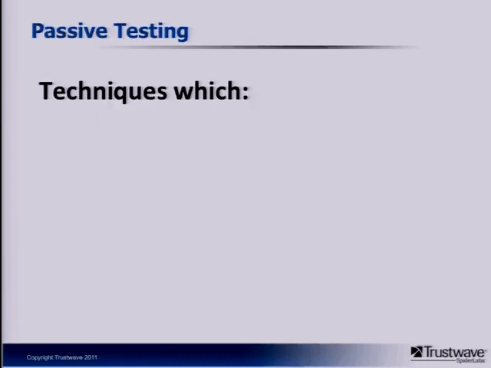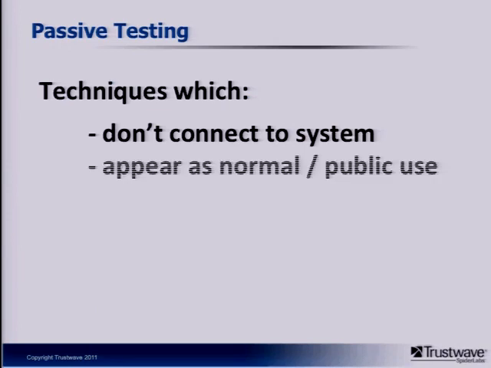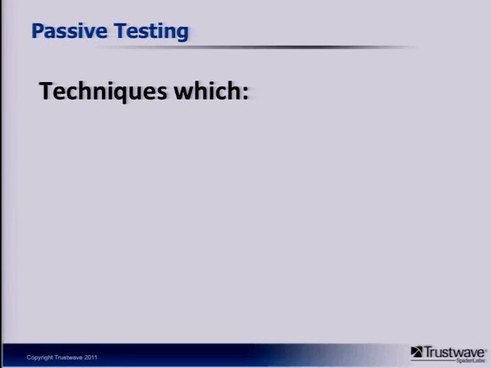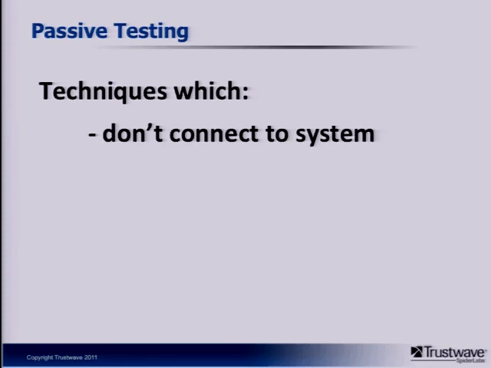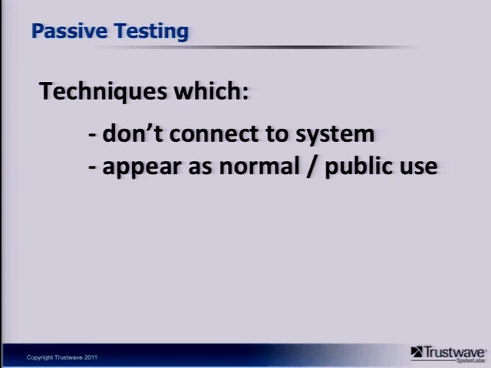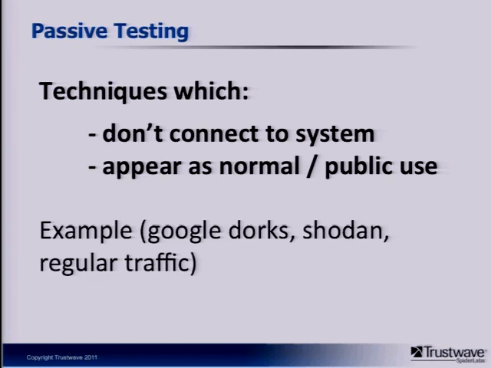To test it, we're going to focus on techniques that either don't connect to a system or appear as normal use. You're going to test it in two ways. We have passive testing and then we have active testing. Passive testing is techniques which don't connect to the system. They appear as normal traffic use. Examples of that would be using Google Dorks or Shodan as a means to identify additional content, or figuring out host headers, looking at versioning, things like that. It's a passive mechanism in the sense that you're looking somewhere else for it.